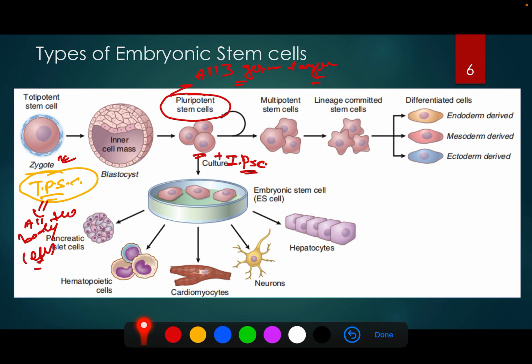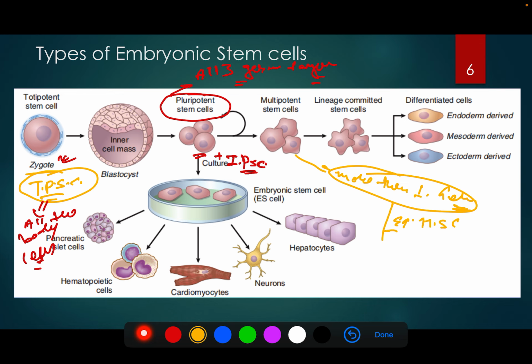Another one, we go to what? Multipotent stem cells. Multipotent stem cells means they can form more than one germ layer. That means they can form maybe ectoderm, mesoderm, endoderm. Among these three, they can form more than one germ layer. They are called what? Multipotent stem cells. Examples of the multipotent stem cells are hematopoietic stem cells. Hematopoietic stem cells can form all kinds of blood cells. Similarly, we have the mesenchymal stem cells. They are also our what? Multipotent stem cells.